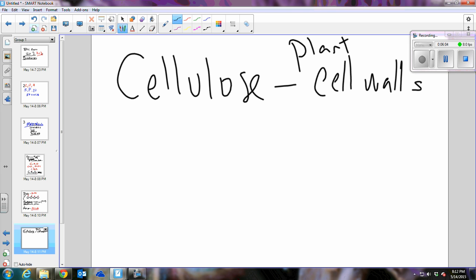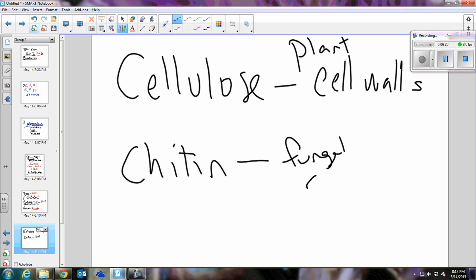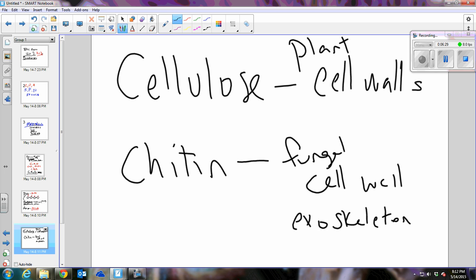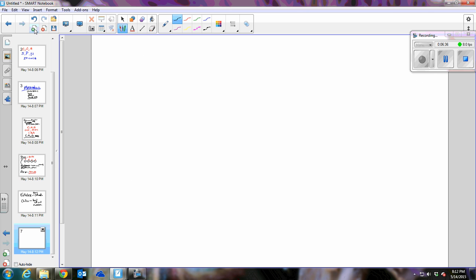Another structural carbohydrate is called chitin, not chitin or chitin. I've heard it all this year. Chitin. And chitin is found in fungal cell walls, but it's also found in exoskeletons of bugs and arthropods, things like lobsters and that sort of thing. All right, so that's it on carbs, pretty simple.